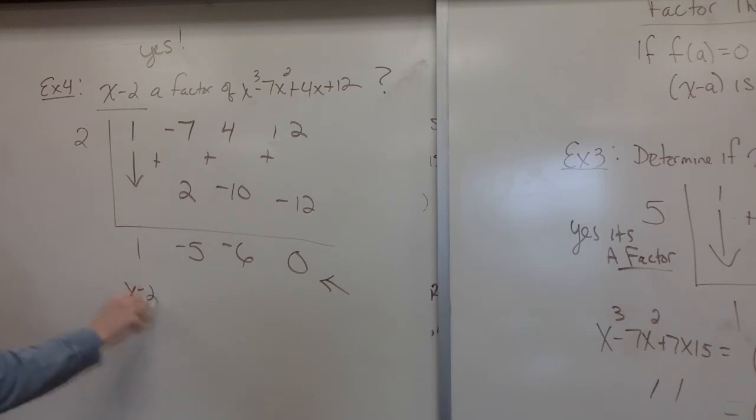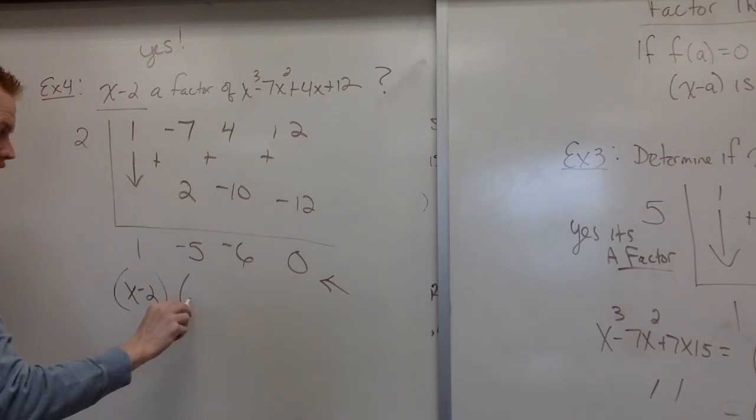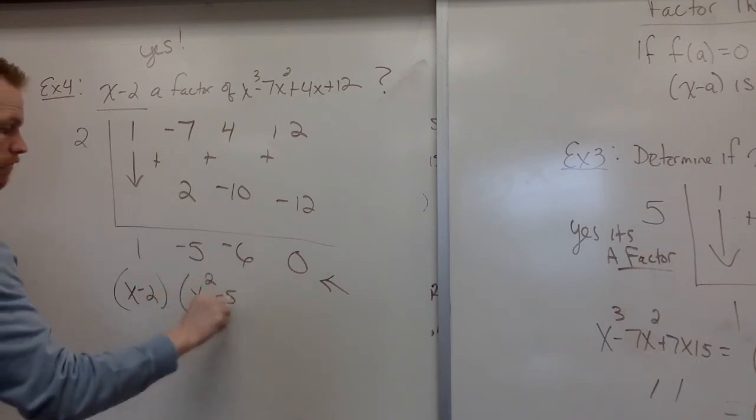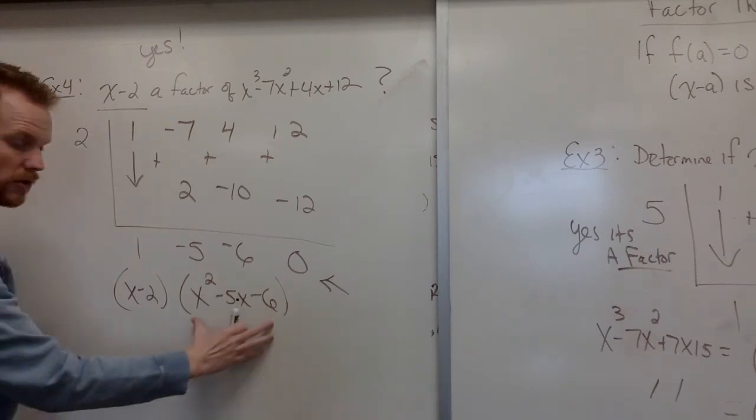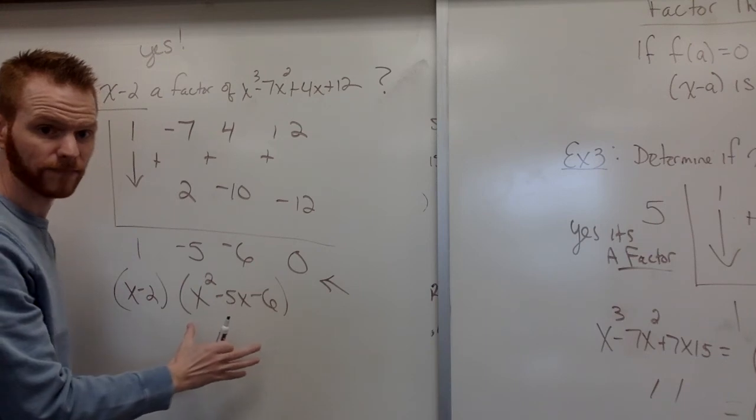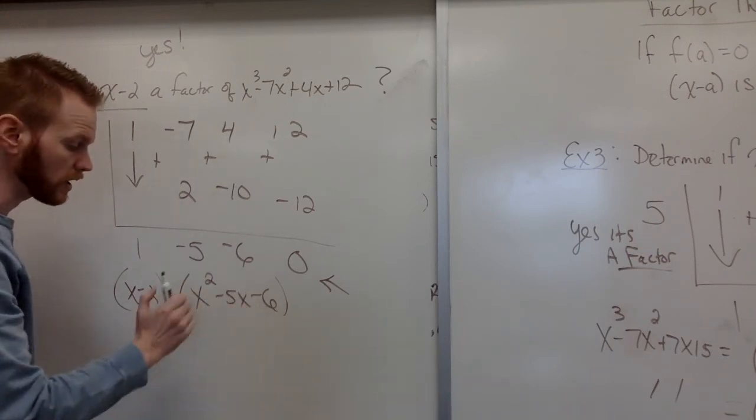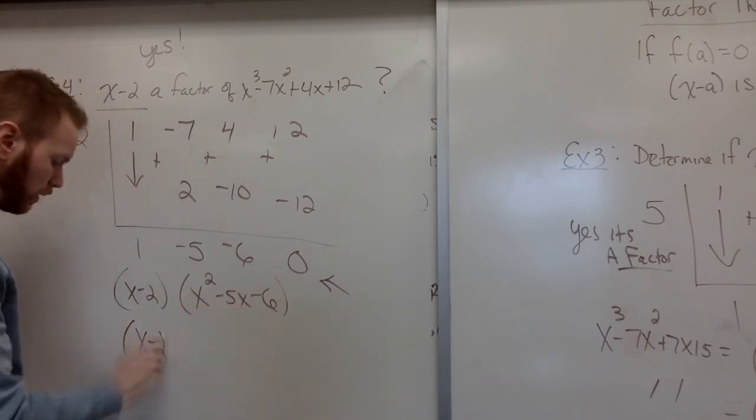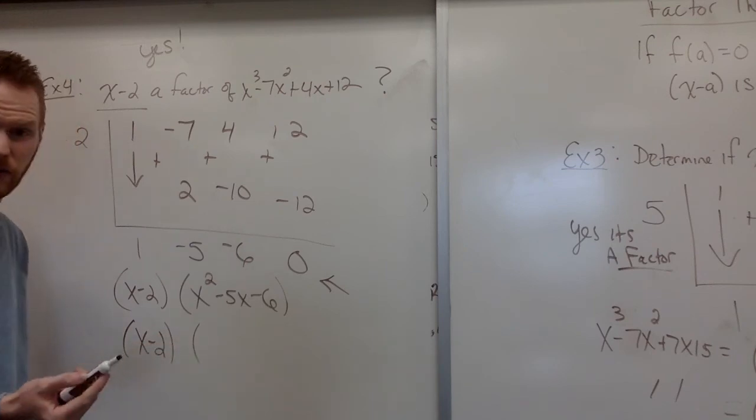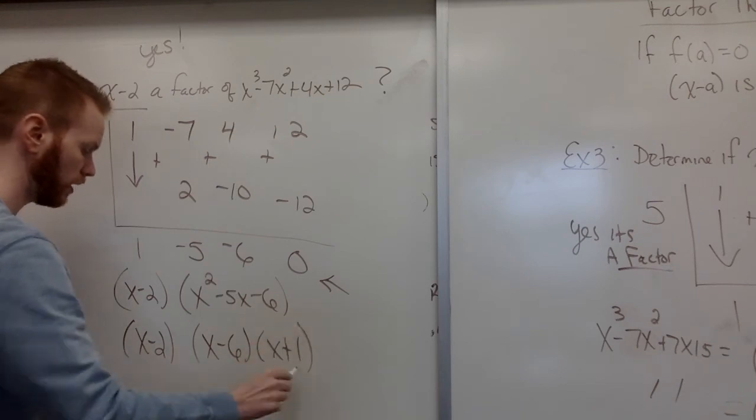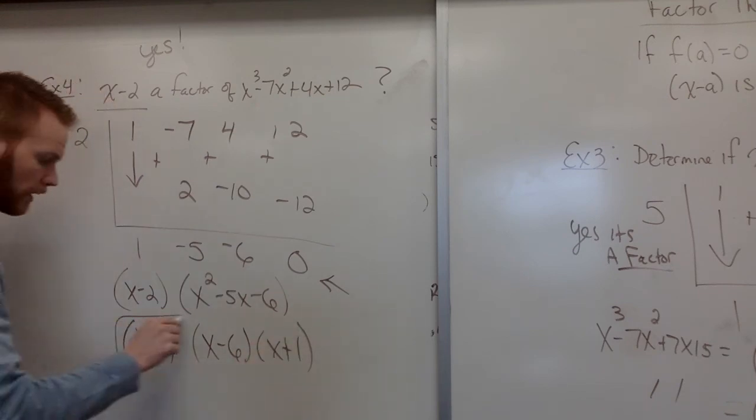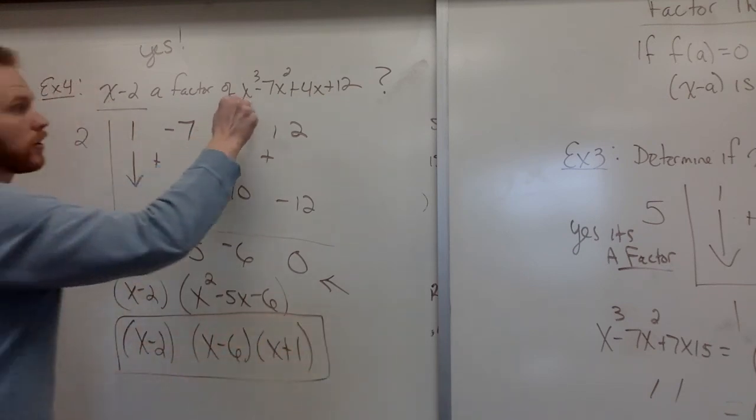So it's x minus 2, and then this, my depressed polynomial, is 1 less than that guy. So x squared minus 5x minus 6. Okay? I could factor this a little further, and if you can, do that. So the factors of negative 6 that give me negative 5, well, I believe that would be what? Negative 6 and 1? Okay. So here are all my factors for this polynomial.